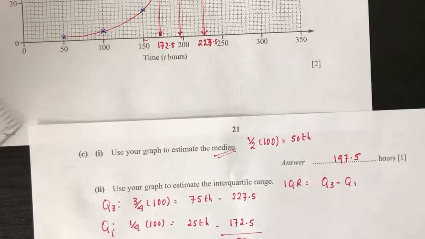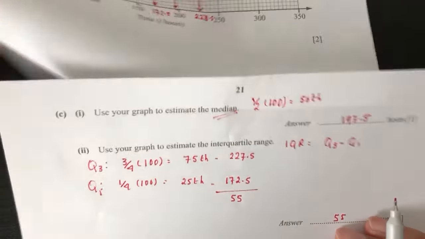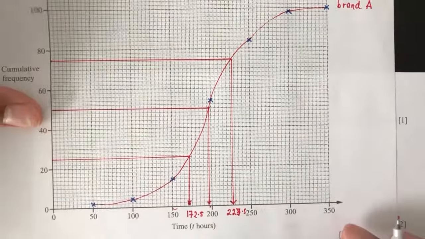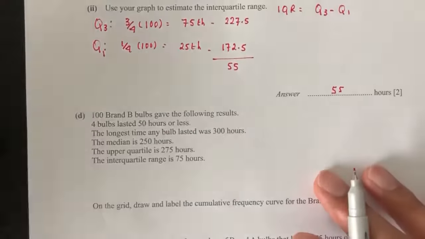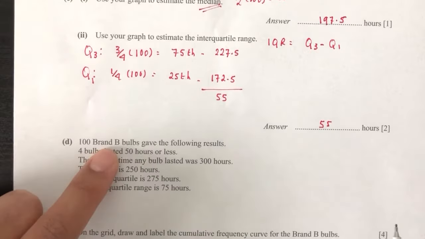But just remember that you can have almost any answer, as long as you draw your graph properly and you show your work here, you will get your points. That's the main point of this question. So now moving on to part D, we have a brand B now.